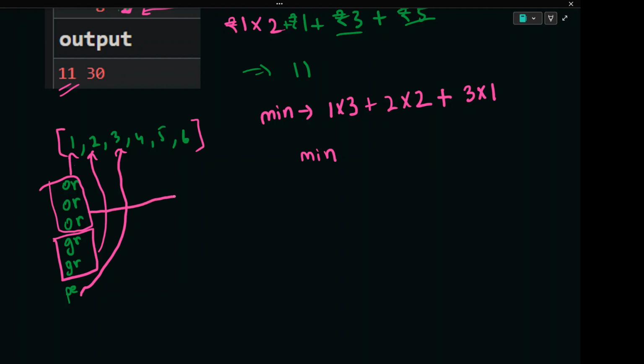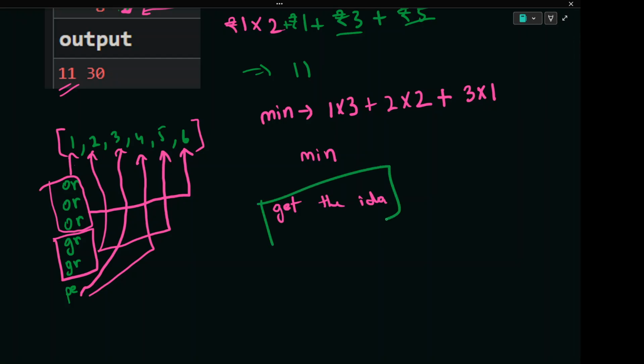Orange will be assigned 6. Grape will be assigned 5. Peach will be assigned 4. Now you get the idea? So now you got the idea. How would you implement this?